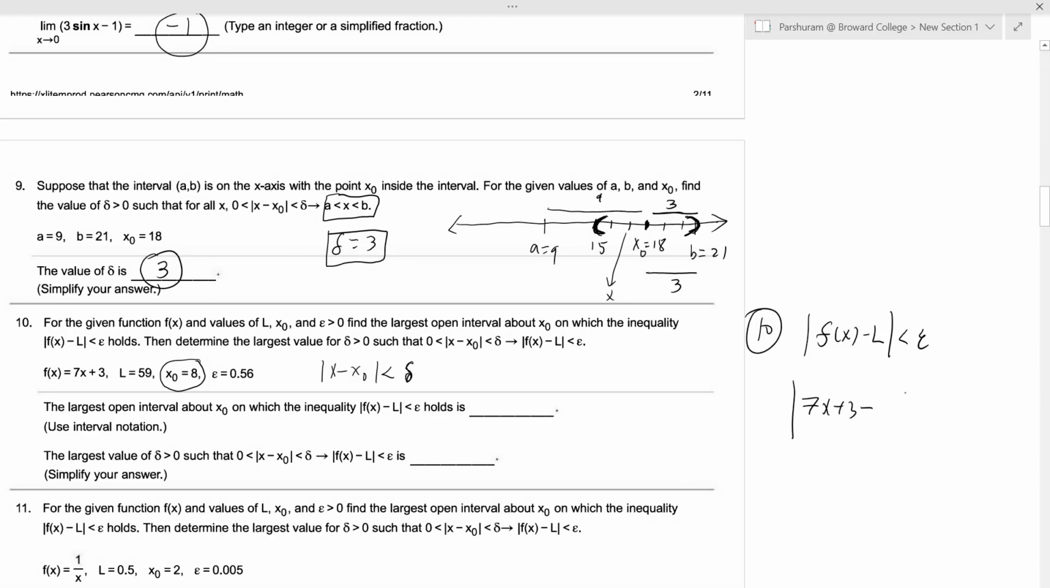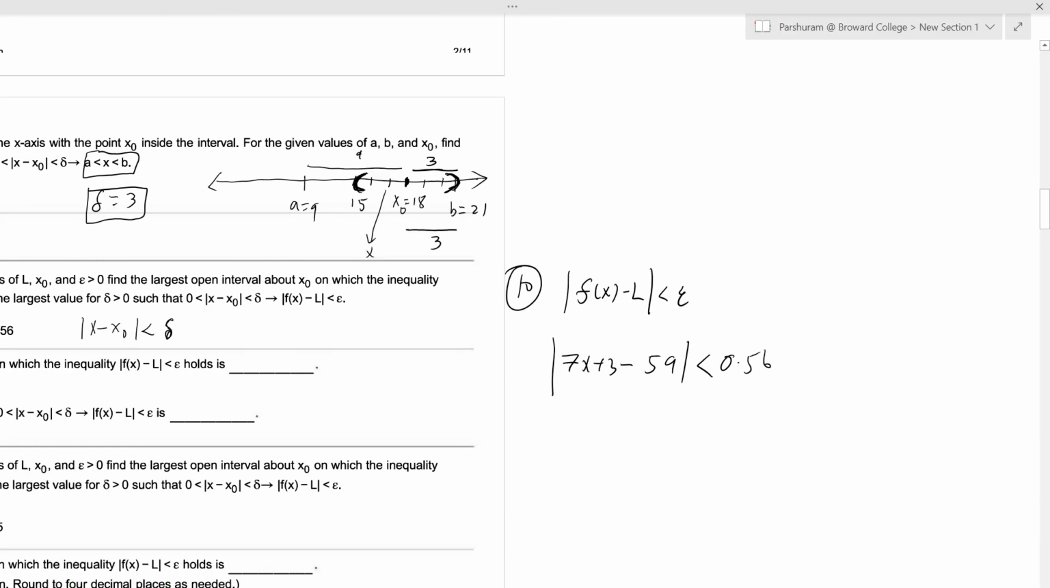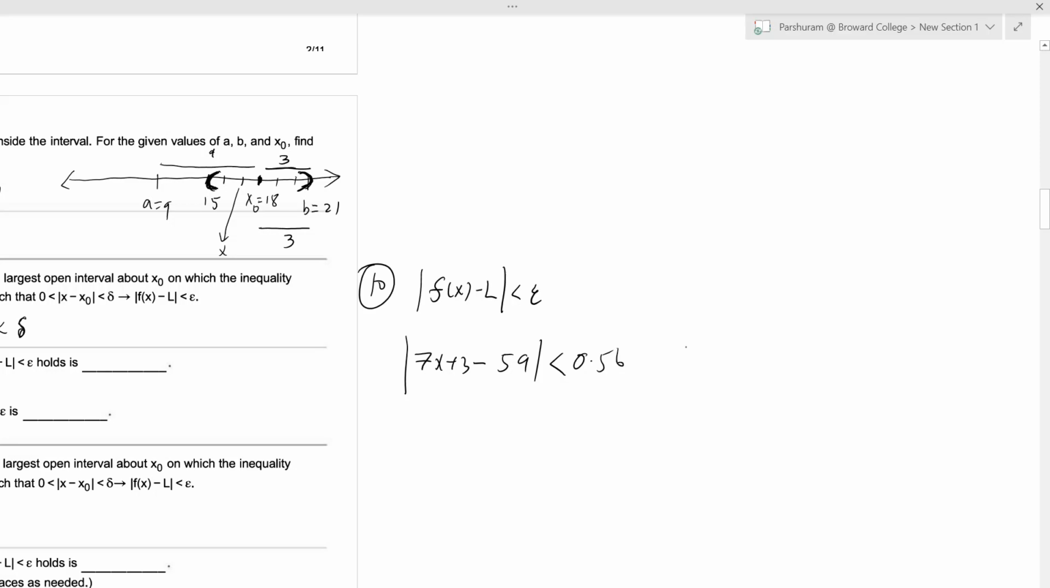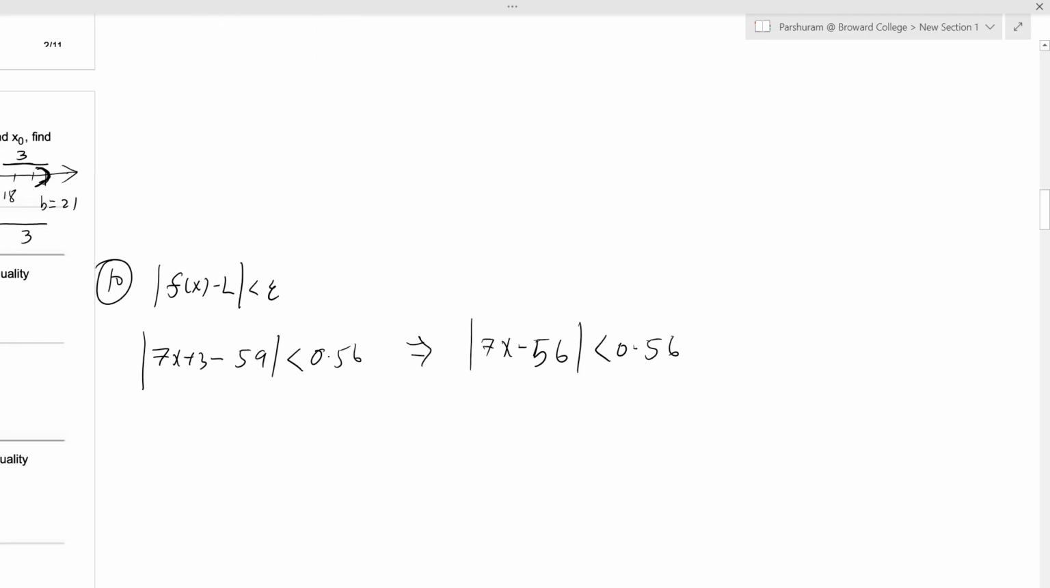Plug the value of L, which is 59, minus epsilon is 0.56. Now, to simplify this, this is 7x minus 56 less than 0.56. Don't forget that we want to change this expression so that we'll be able to find x minus x0. In this case, x0 is 8.